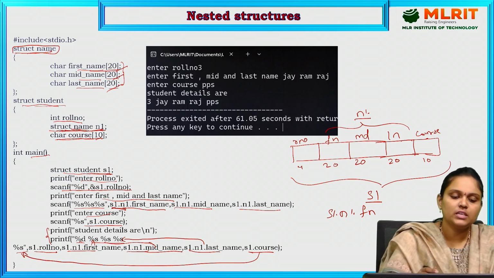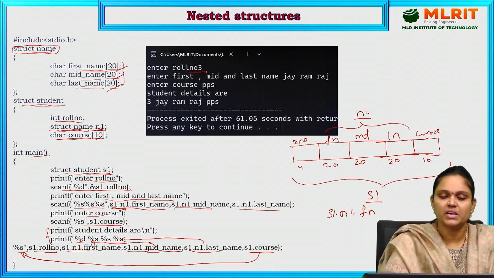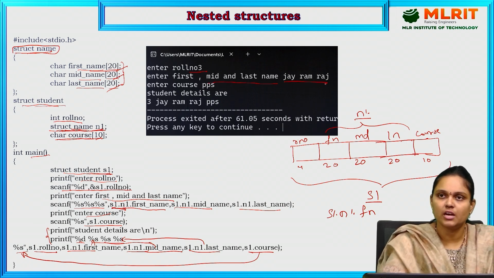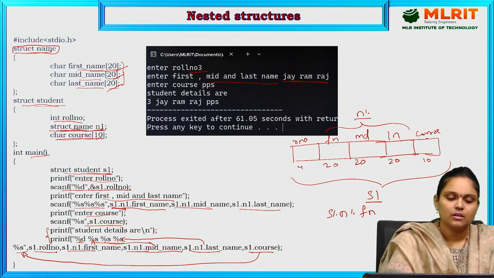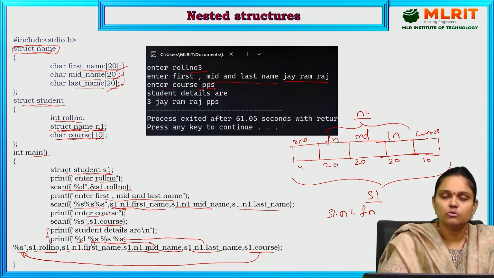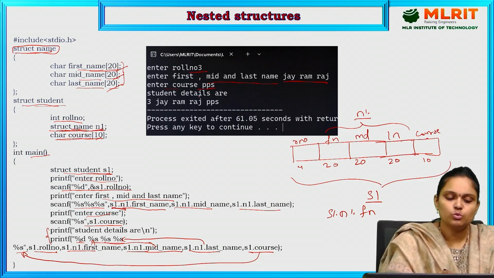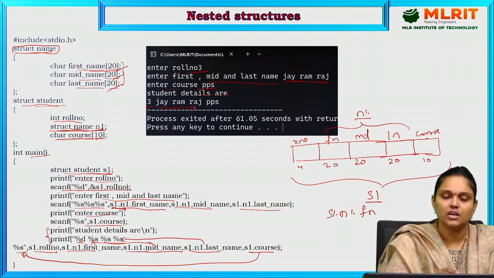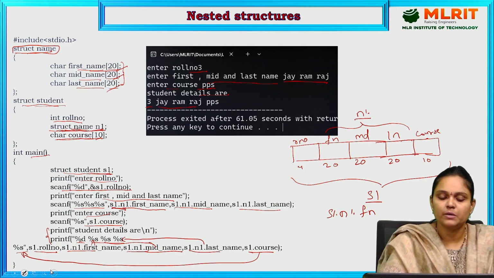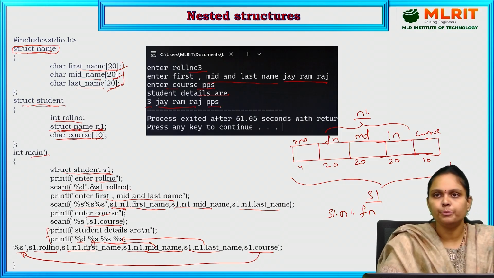If you observe the test cases, here we are giving the roll number as 3, and it is asking to enter first, mid, and last name. I am giving here Jay Ramraj, and next it's asking to enter the course, and we are giving the course as PPS. And next, the student details: here we have given the roll number as 3 and the name as Jay Ramraj. All the 3 names will get printed over here, and the course is PPS.